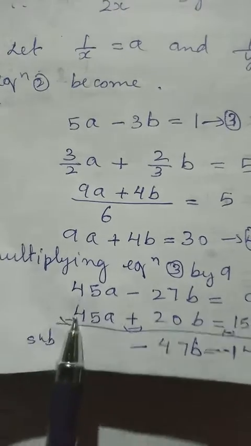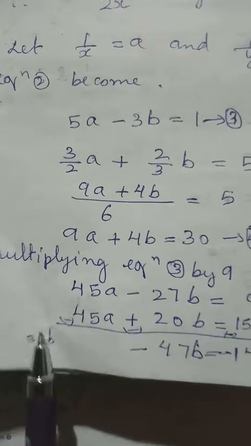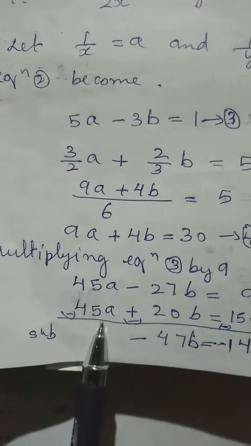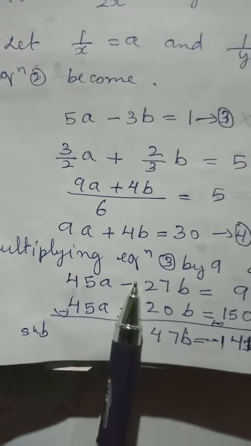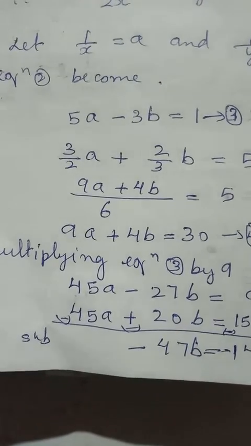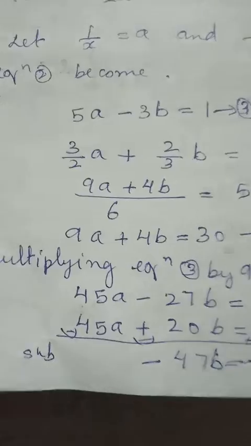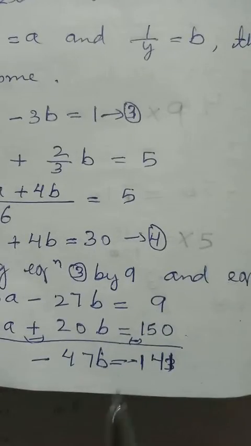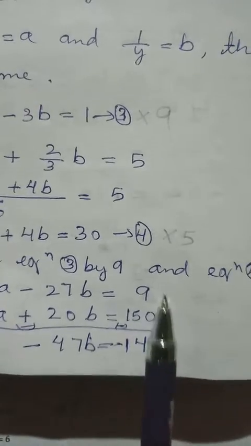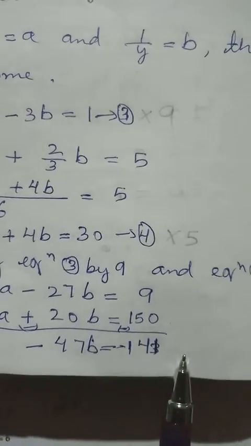Here they are both plus, so we have to minus. So if minus, the second no sign will change. So 45 minus 45 become 0. 1 minus, another minus. So we have to plus, but sign remain minus. 27 plus 20, we have 47b. And this is minus, this is plus. So 150 minus 9, it is equal to 141.